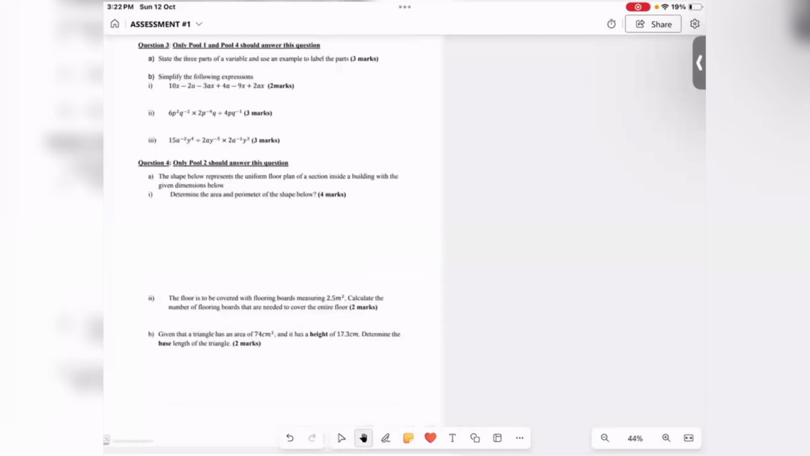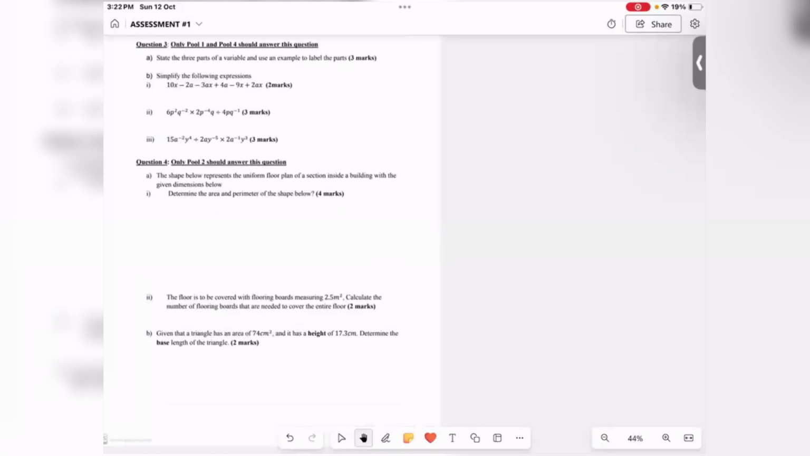All right, so it's called question 3. We have to state the 3 parts of a variable. Now, a number of students got this one right because this is essentially the introduction to algebra. I would have spoken about what a variable is, the different parts of a variable, and how to identify it. A few students only gave me what the parts are, but they never gave me an example and identified where it is.